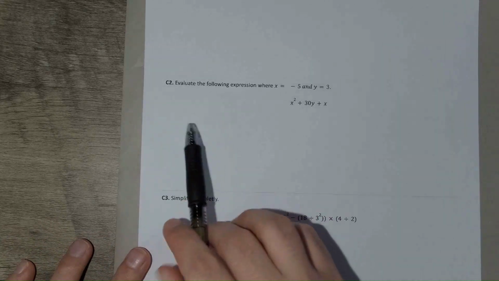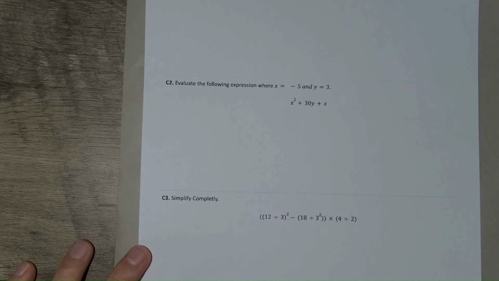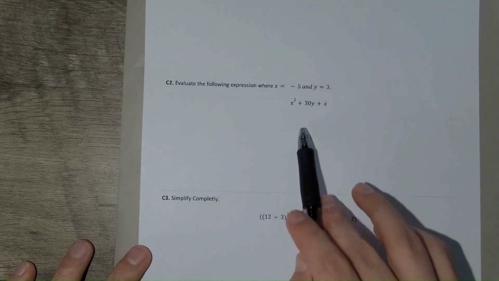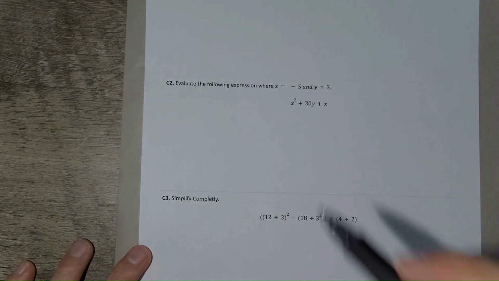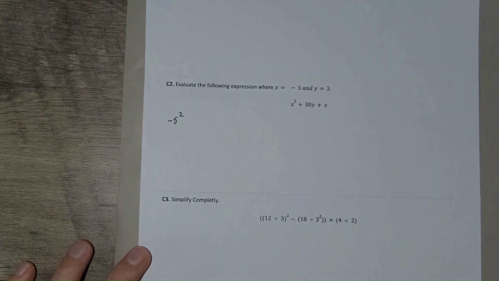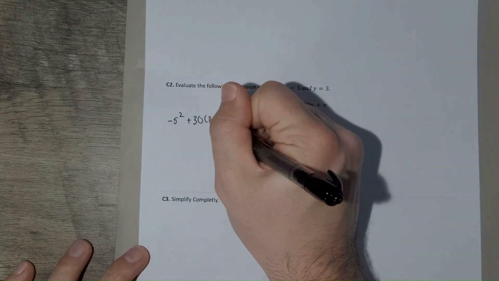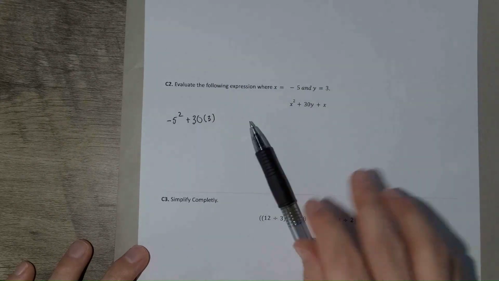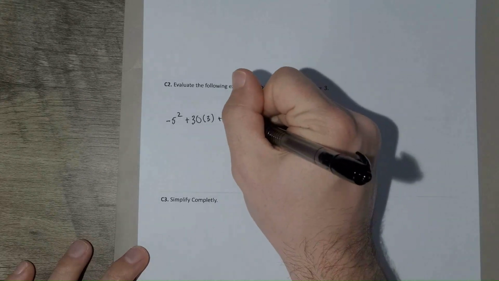All right, and I also want to do one of our challenge problems. And so here we want to evaluate the following expression where x is equal to -5 and y is equal to 3. And so what you need to do is just substitute these numbers in for your variables. So if I substitute x in with -5, this becomes -5 to the second power plus 30 times y, which in this case is 3. And then again, our x is just -5. So this would be plus -5.